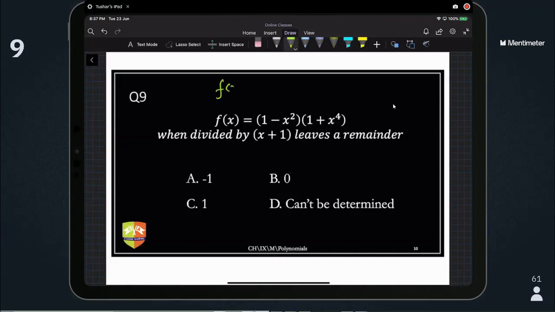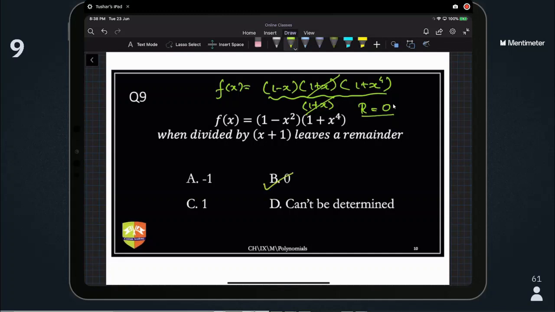f(x) was simply 1 minus x, 1 plus x, and 1 plus x to the power 4. Okay? So if you divide this thing by 1 plus x or x plus 1, what will be the remainder? This gets cancelled, right? So hence remainder is 0. Okay, got it. Anyone wants more explanation to this? This was, see, not even 10 seconds. Yep, right. So this one, very good.